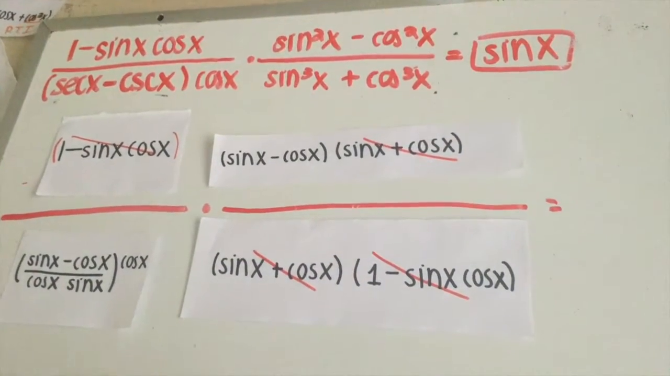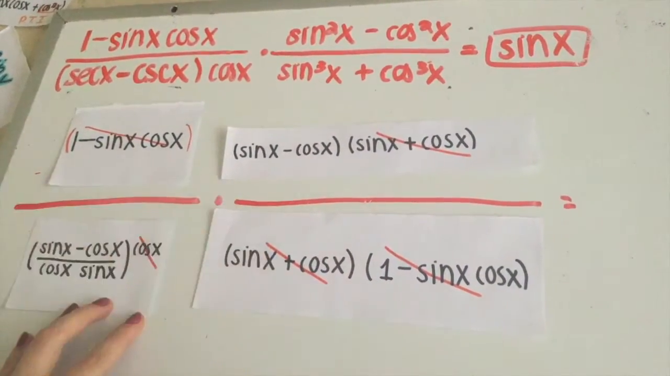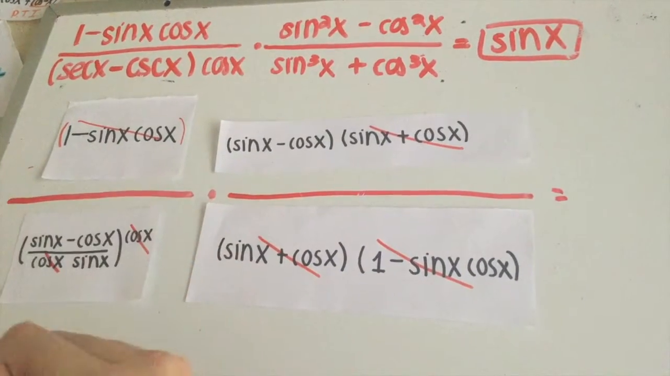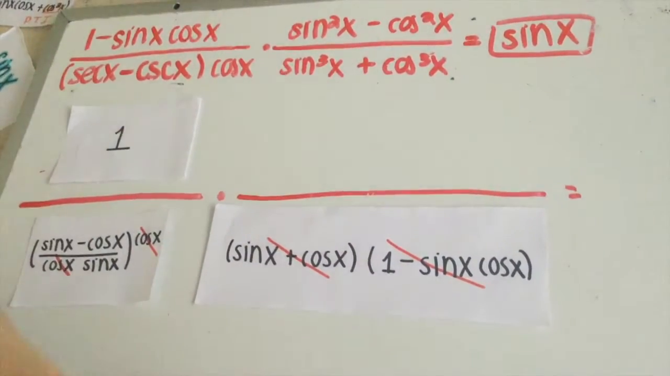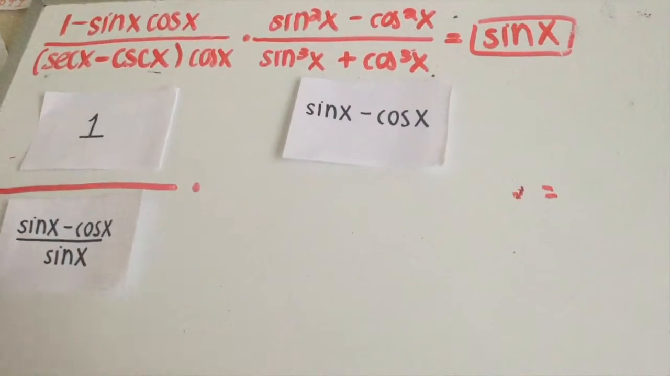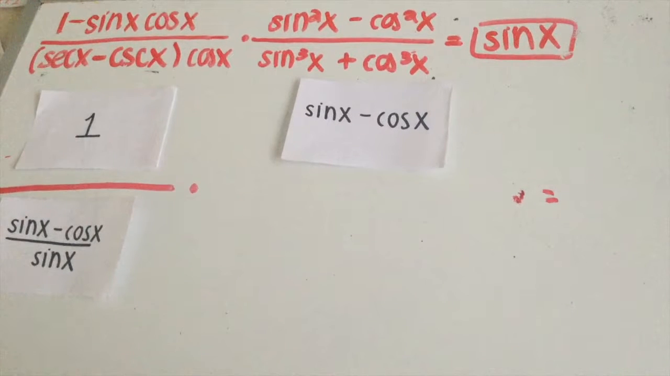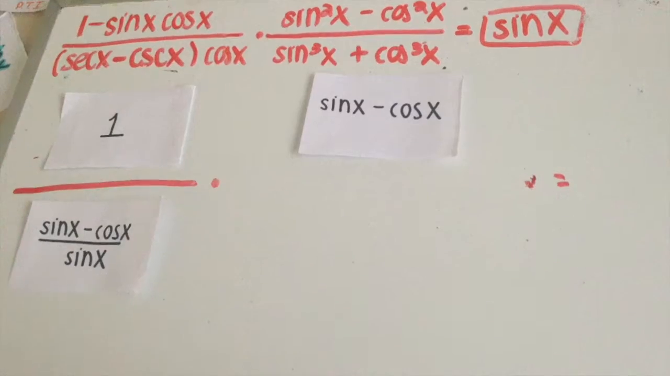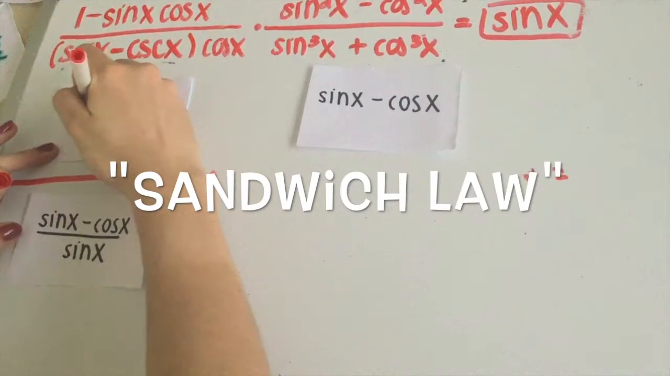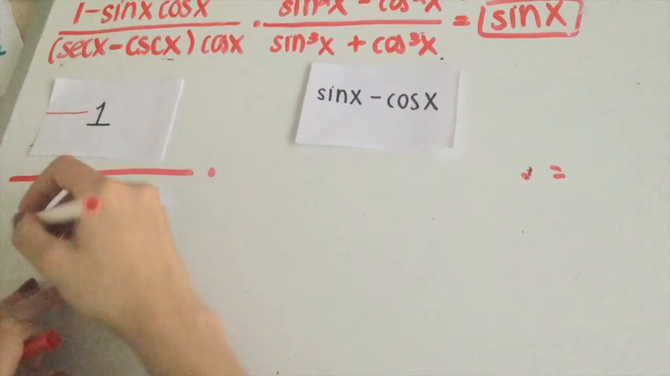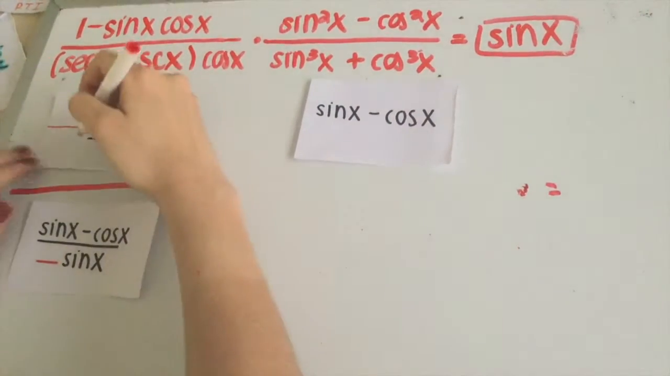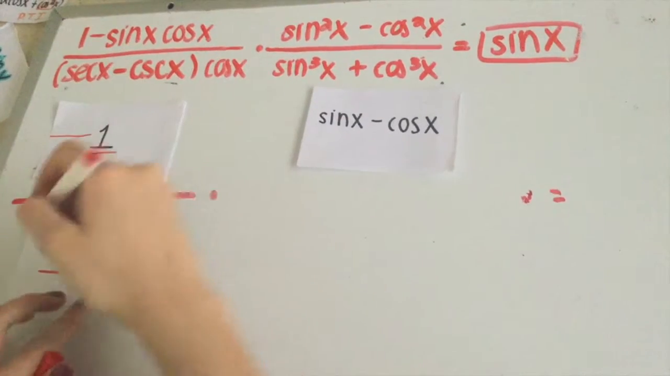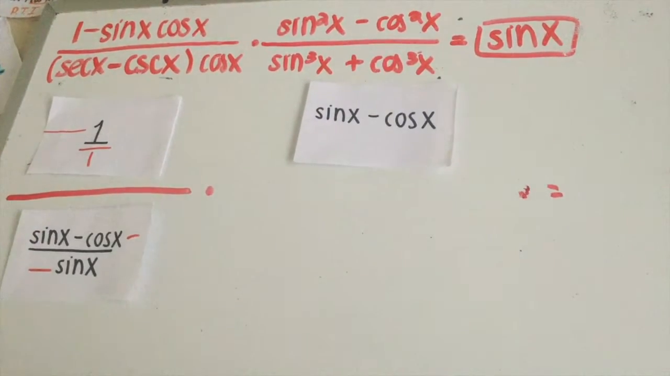So in this step, you're going to cancel out the cosine. And you will be left with 1 over sine x minus cosine x divided by sine x, and this whole fraction is being multiplied times sine x minus cosine x. So the next step is doing a sandwich, and in this sandwich you're having 1 over sine x minus cosine x over, so divided by sine x times sine x minus cosine x.